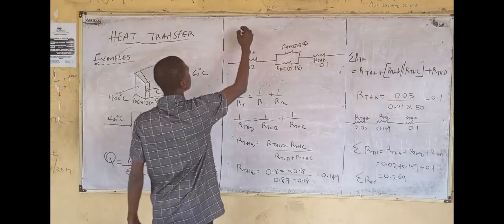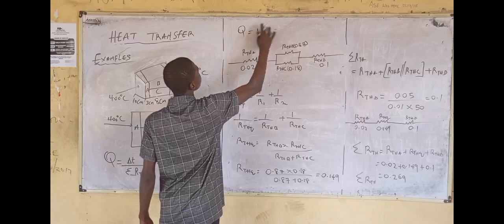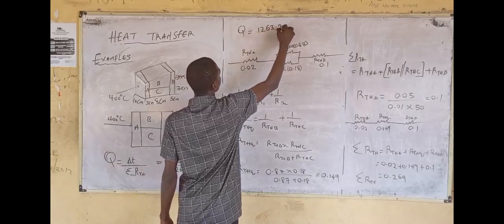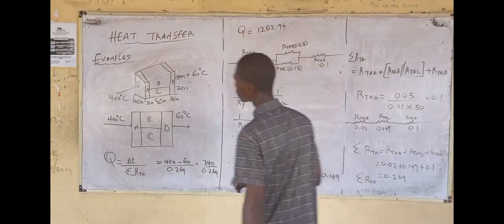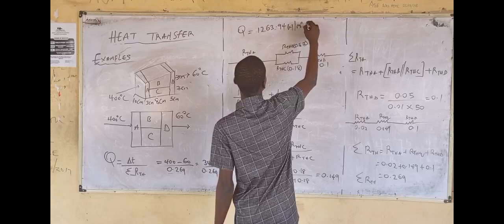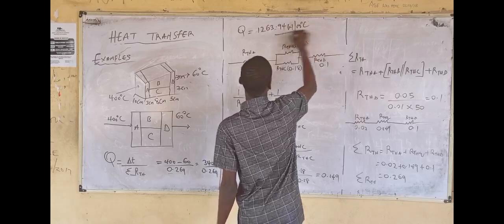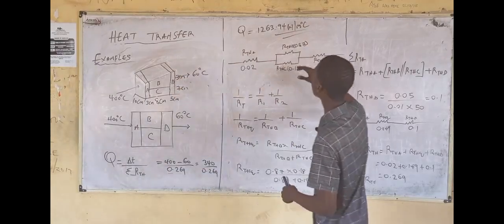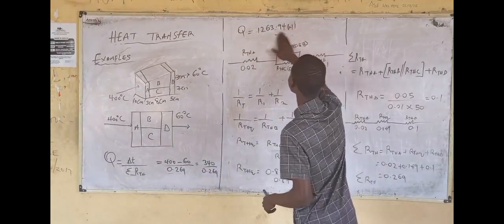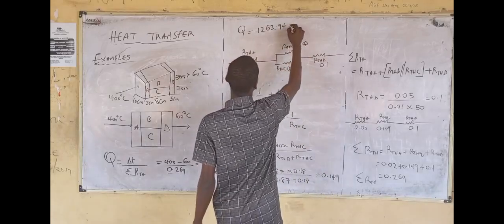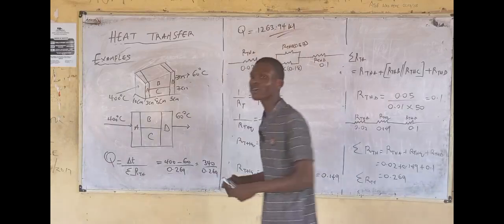We have 1263, what will be the unit? Watts. Then we are done. Oh, sorry, just what? We have 1263.94 watts. Then we are done.